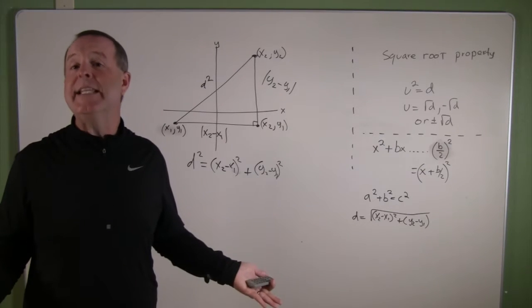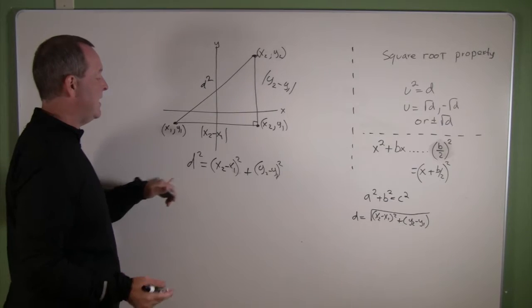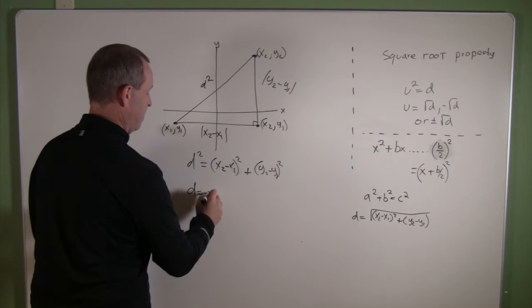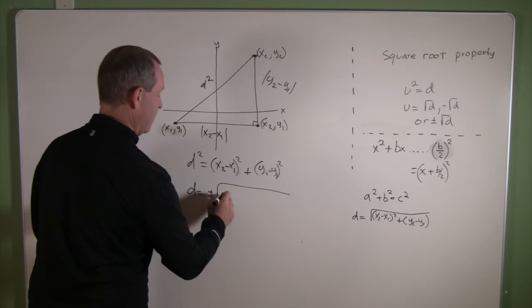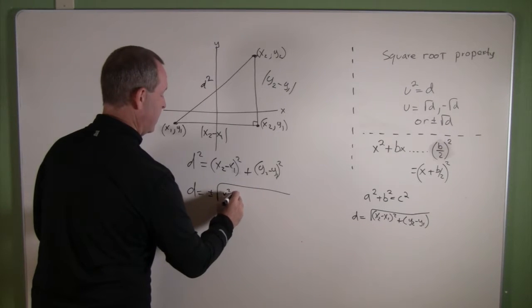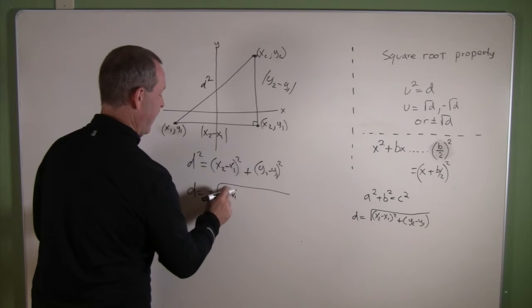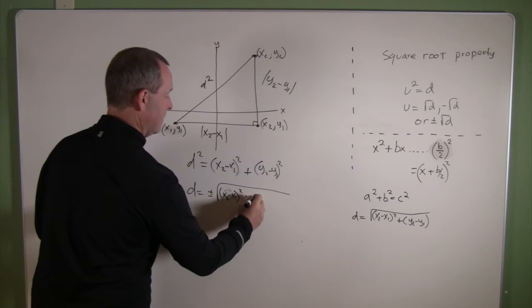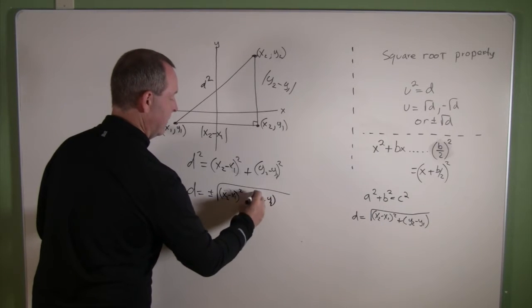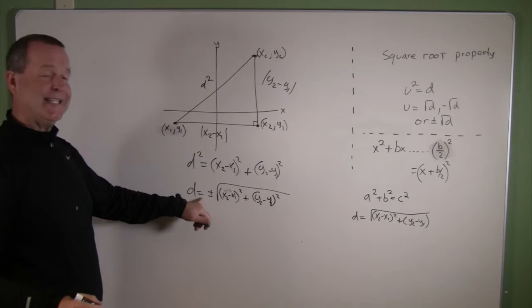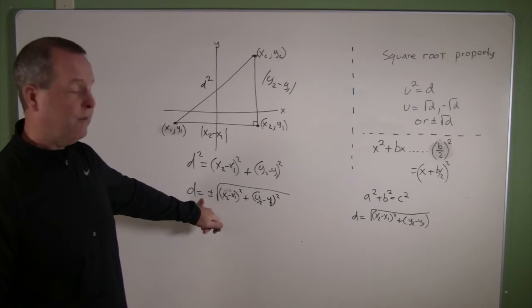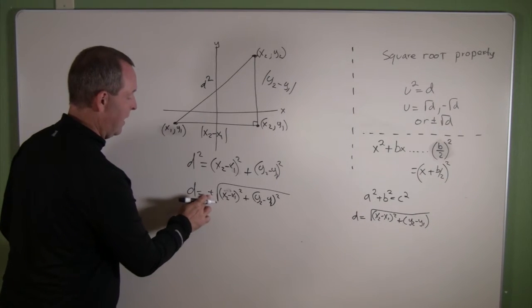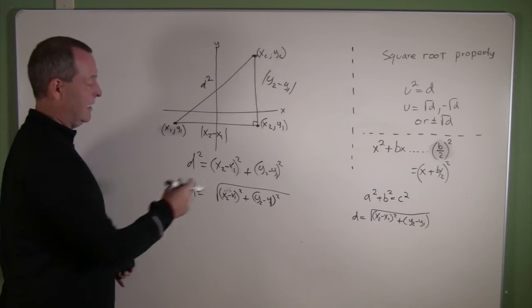And now I'm solving for d. I want to know what the value of d is. So I take the square root of both sides. So I have d equals plus or minus the square root of x2 minus x1, squared, plus y2 minus y1, squared. Since my distances are going to be positive and not negative, I can rule out the negative distance. So I'm just left with the positive distance.